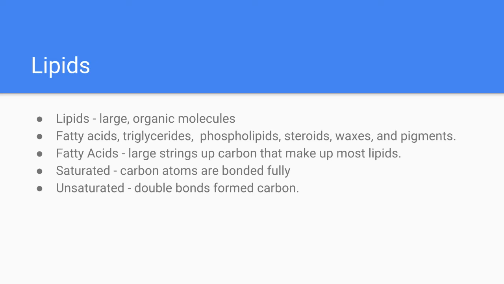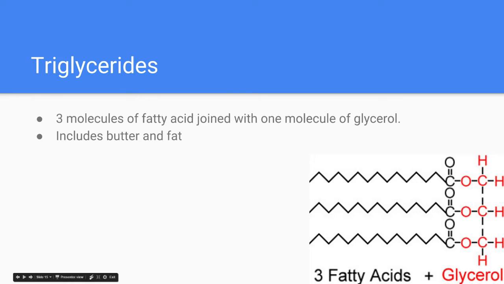Saturated includes carbon atoms that are bonded fully, and unsaturated means that they form double bonds, so they're not bonded fully. Moving on, sorry if that was a little bit unclear. Triglycerides are 3 molecules of fatty acids joined with 1 molecule of glycerol, and this includes butter and fat.